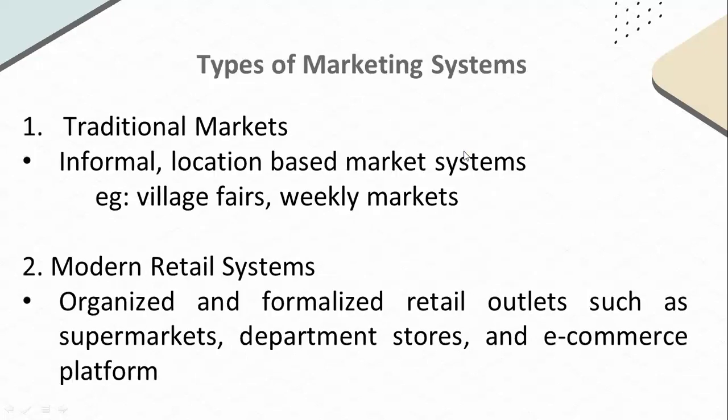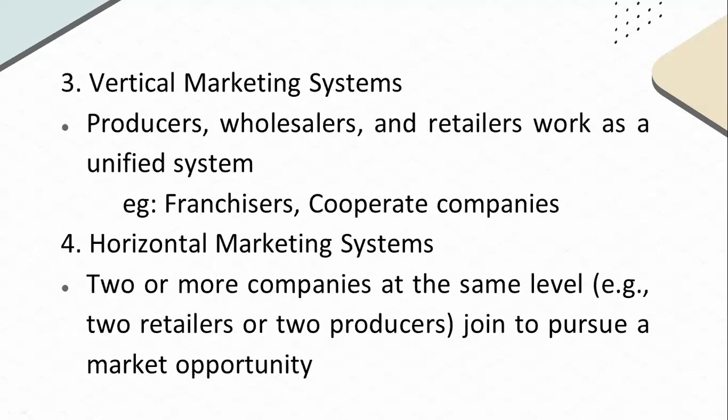So we said these unorganized, informal marketing systems like village fairs, weekly fairs, those are traditional. And the modern retail system is the organized formal structures of retail outlets like supermarkets. Then the vertical marketing system is, you know what is vertical and horizontal?